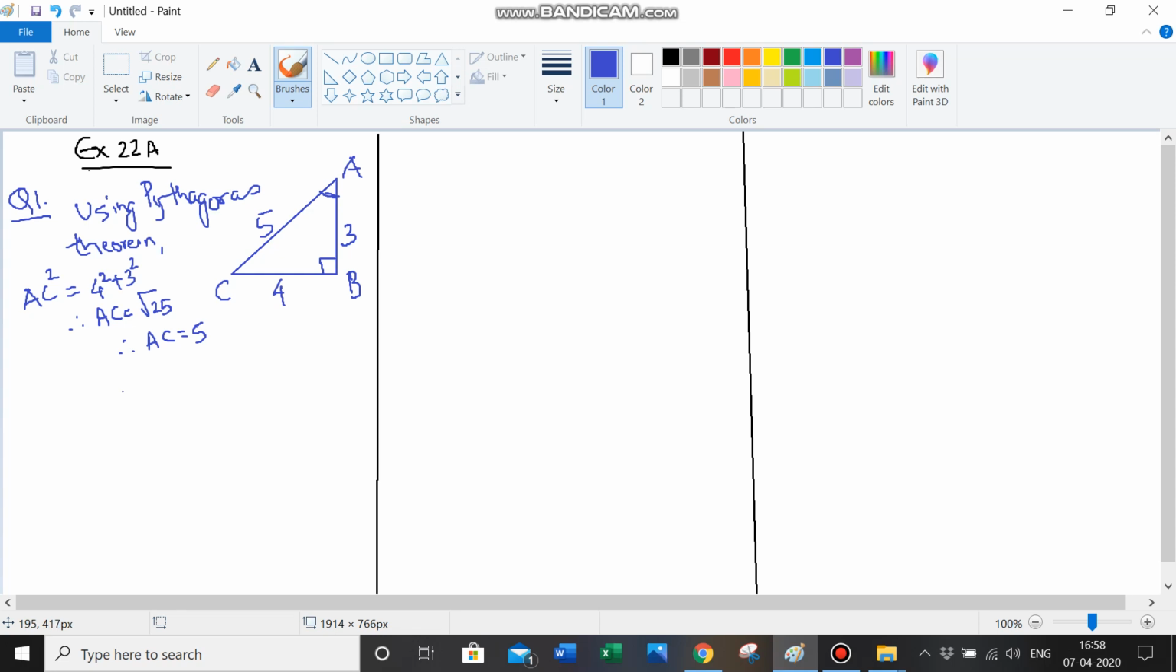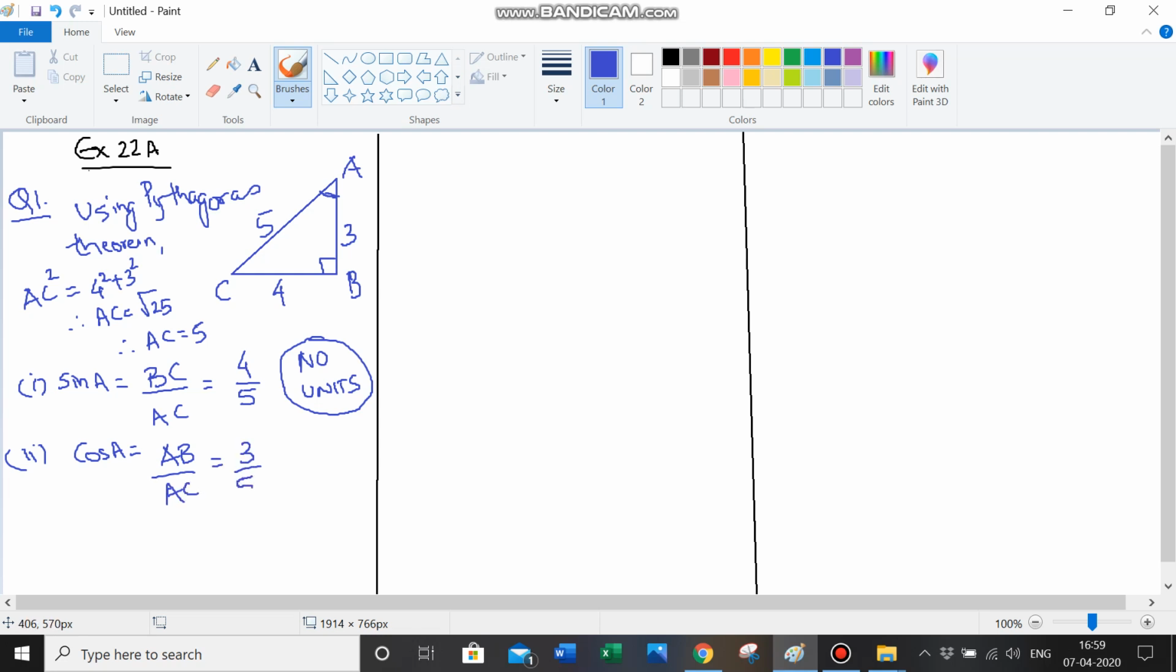Now that we found this, let's find sine A. For sine A, we are looking at perpendicular to A, which is BC, or opposite upon hypotenuse, which is AC. So this will be 4 upon 5. Notice that this is a ratio, which means it has no units. It is only a ratio. Let's move on to part 2. Part 2 is find cos A. Now cos A is adjacent upon hypotenuse, so adjacent will be AB upon AC, which is 3 upon 5.